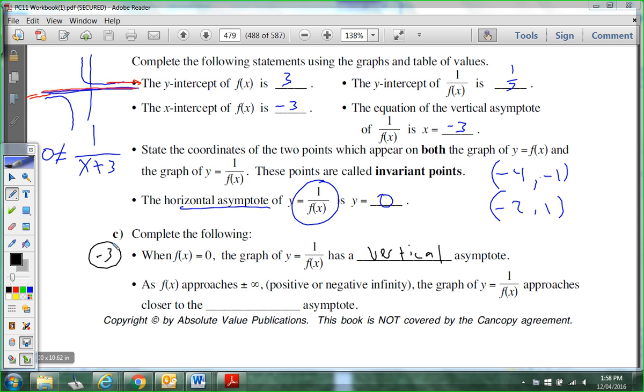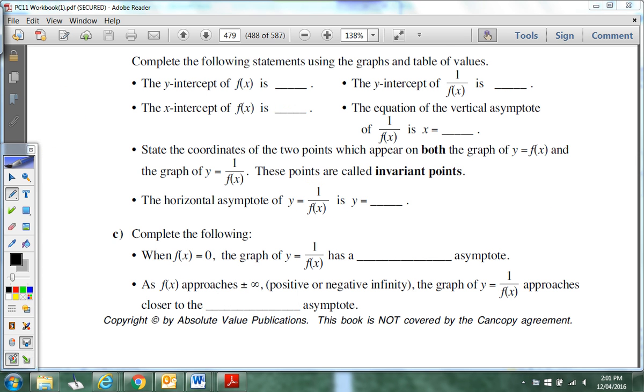As f of x approaches plus or minus infinity, the graph of y equals 1 over f of x approaches closer to the horizontal. So what that's saying is, as that other graph goes forever this direction and this direction, what's this 1 over f of x approaching? It's approaching the x-axis, which is the horizontal asymptote. Okay, let's get to the next example here.